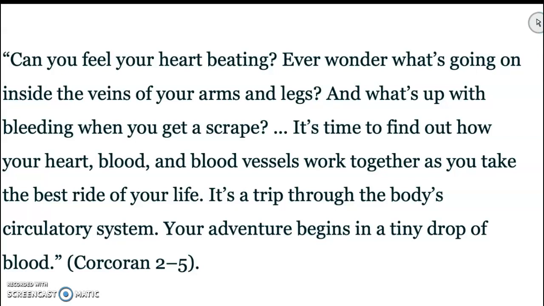Can you feel your heart beating? Ever wonder what's going on inside the veins of your arms and legs? And what's up with bleeding when you get a scrape? It's time to find out how your heart, blood, and blood vessels work together as you take the best ride of your life. It's a trip through the body's circulatory system. Your adventure begins in a tiny drop of blood.